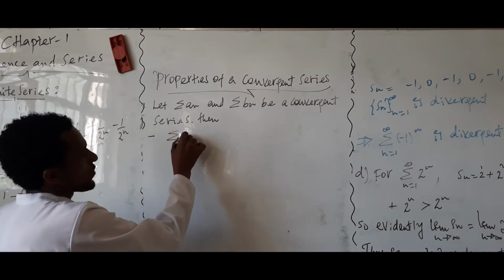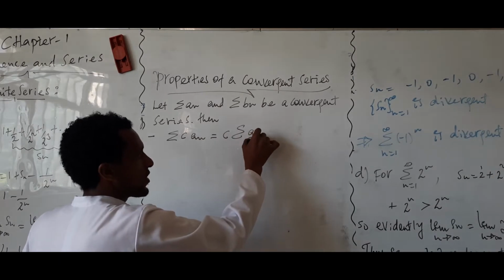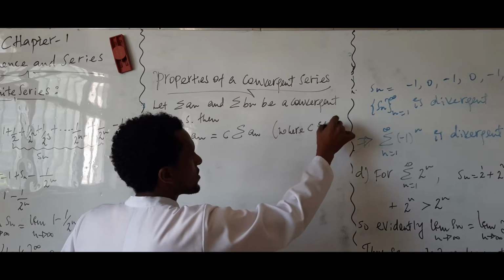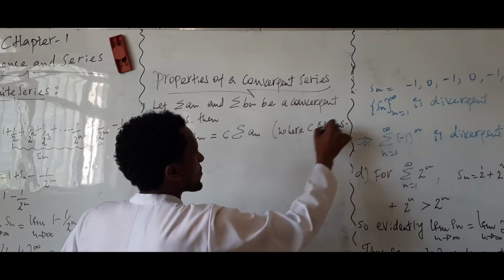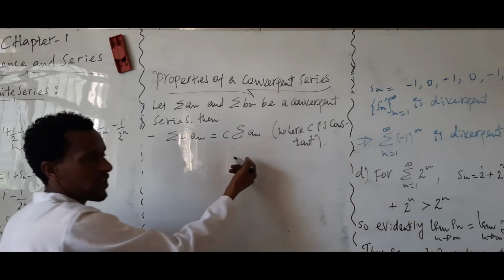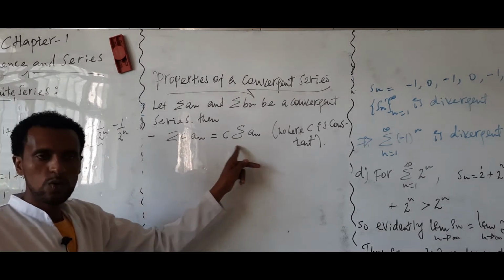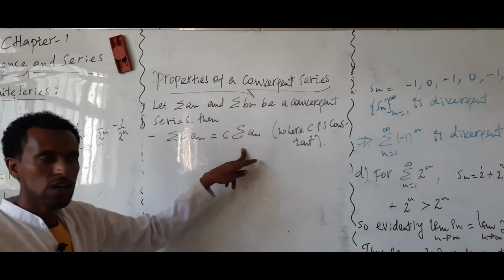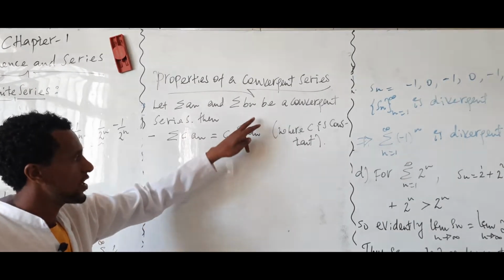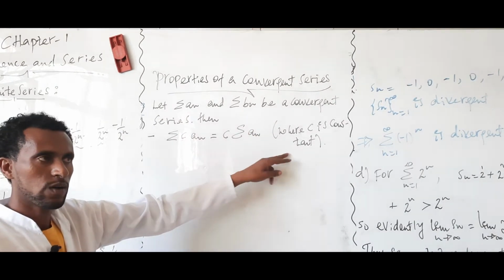One. The sum of c times an is equal to c times the sum of an, where c is a constant. This implies that if an is a convergent series, then a constant multiple of that series is convergent.